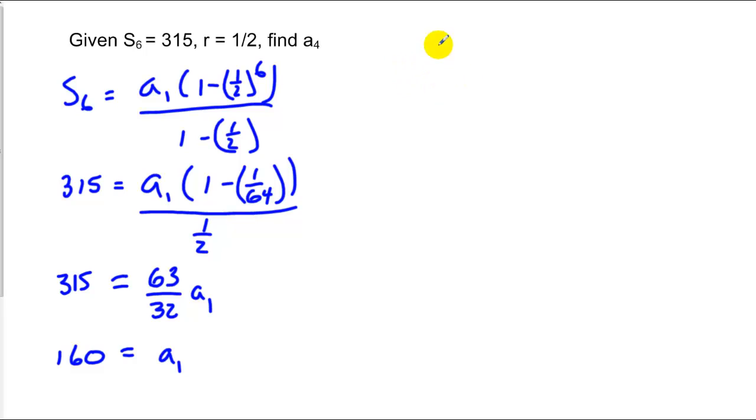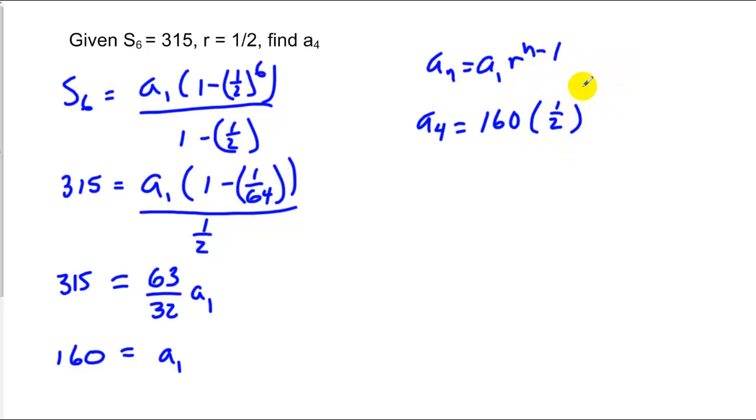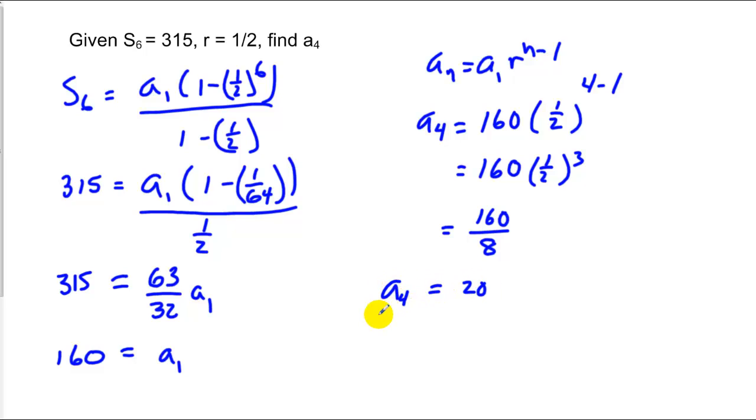So now that I have my first term, I can use my sequence equation, which is the nth term is equal to the first term times the ratio to the n minus 1 power, to find that fourth term. So I'm looking for the fourth term. It's going to be equal to 160 times my ratio, which we know is a half, raised to the 4 minus 1 power. So in this case, I have 160 times 1/2 raised to the 3rd, or 160 divided by 8 in this case, which is 20. And that's my fourth term.